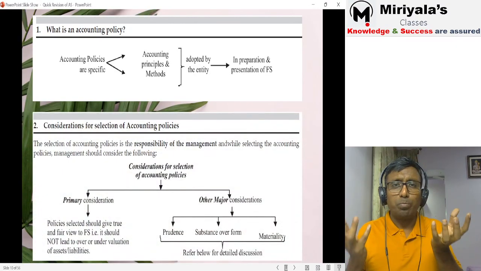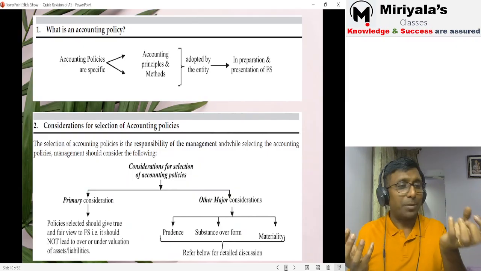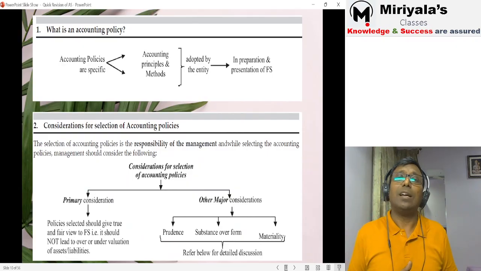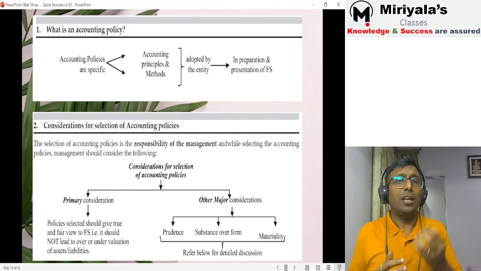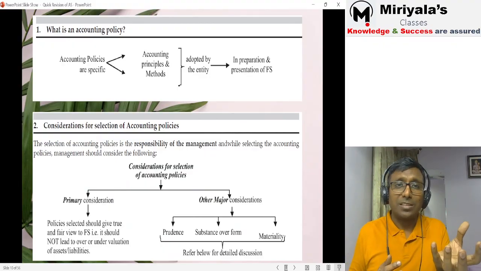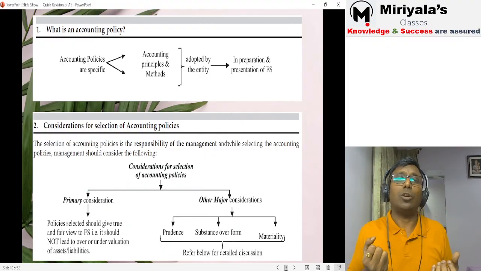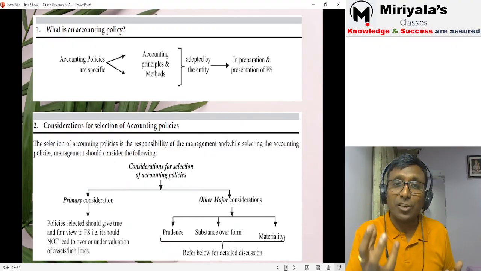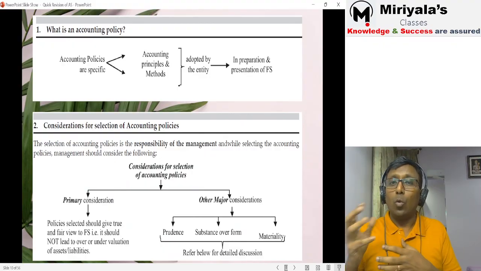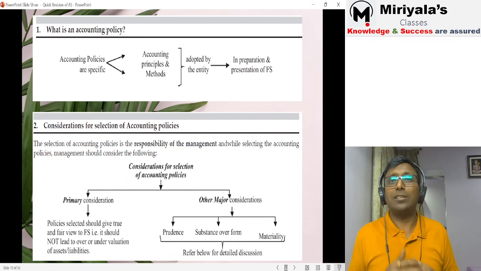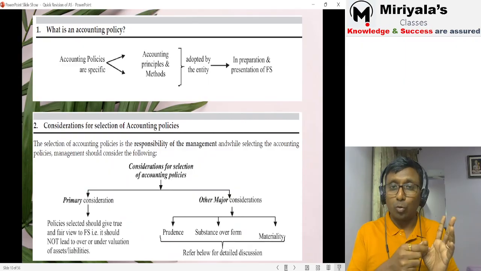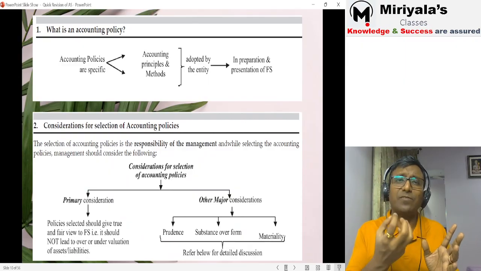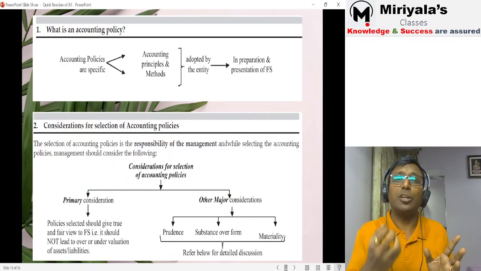There are two considerations. One is the primary consideration. The next one is the other major consideration, otherwise the secondary consideration you can call it. What is the primary consideration? The selected accounting policy should give a true and fair view to financial statements. What about other considerations? Secondary considerations are prudence, substance over form, materiality. What is prudence? Prudence is a wisdom that should be applicable, suitable to your company based on your business.